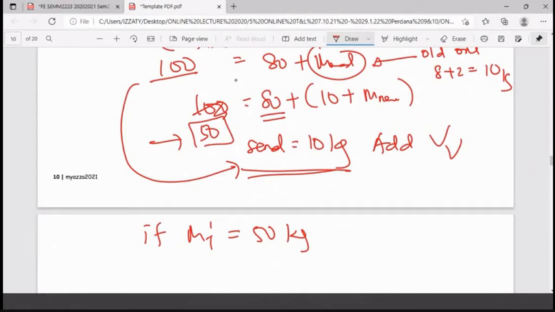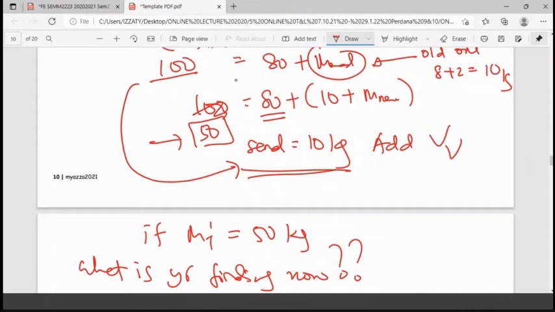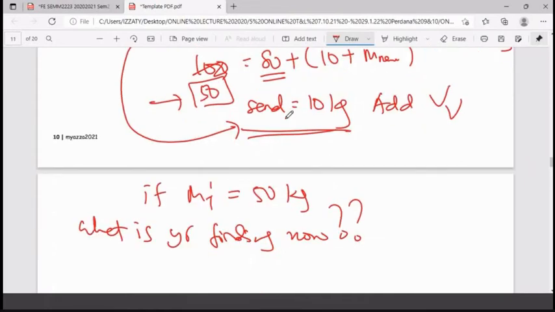If you don't want to respond to this one, I also don't want to answer this one. What is your finding now? Okay, no one wants to answer. Yes? By adding mass, I think. No, you cannot, because your MT is 50, but you have 80 plus something. So what is your finding now? Reduce the mass, I think. So critical, look at here, condition.